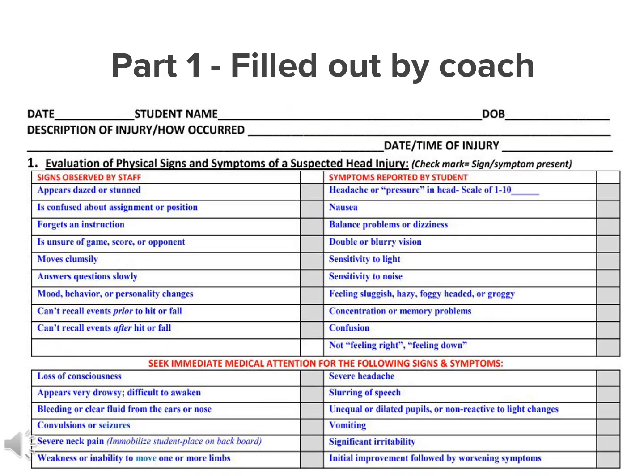So here is part one, filled out by the coach, which includes evaluation of physical signs and symptoms of a suspected head injury and when to seek immediate medical attention for the following signs and symptoms. If you suspect a head injury and remove the student from play, if you see a significant hit, fall, or mechanism of injury, or you see a sign that the student may be concussed, or the student reports a symptom of a head injury, make sure the student is out of harm's way.